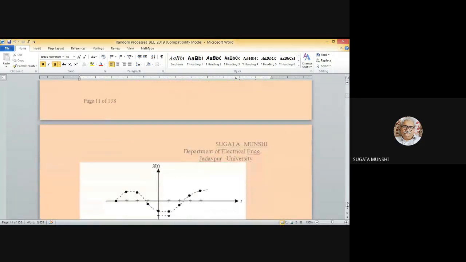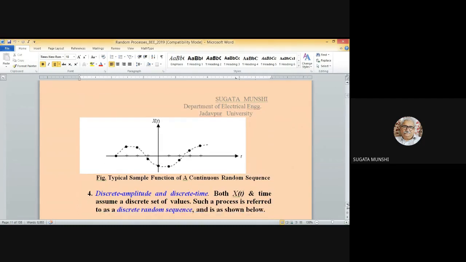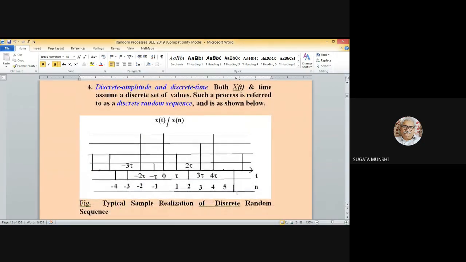Here, just see that the members of the random process can take on values only at discrete instants of time, as indicated here. But the values that they can take on are a continuum of values, all possible values in that range, minus infinity to plus infinity, maybe over a finite range also. The last variety is the discrete amplitude and discrete time random process. So that is the case.